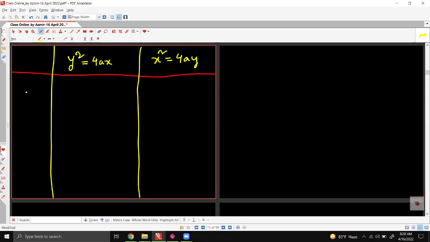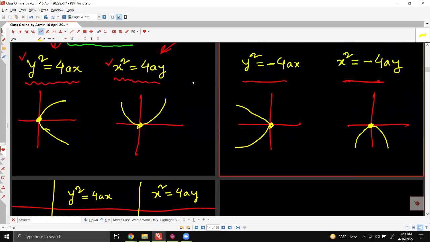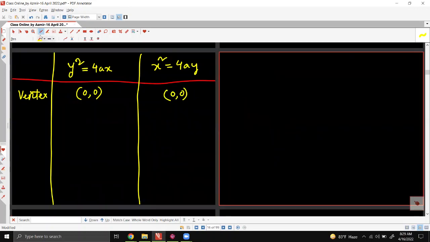So, the vertex. Vertex means these points. You can easily understand that for all these four equations, the vertex is at the origin. So the vertex will be 0, 0 for this equation, and similarly for this equation, the vertex will be 0, 0. This is our first formula.